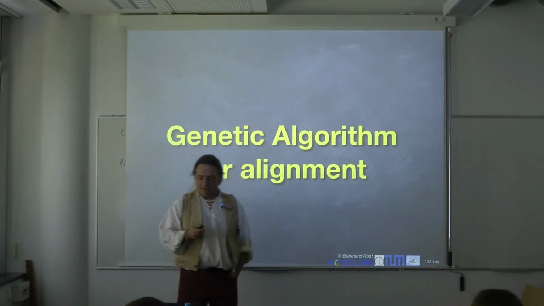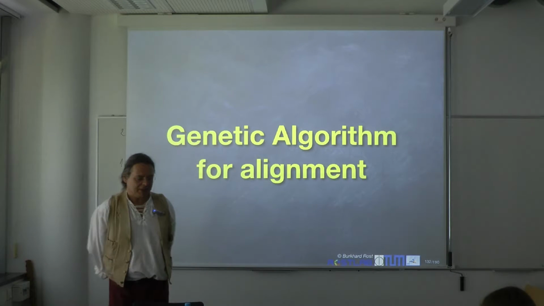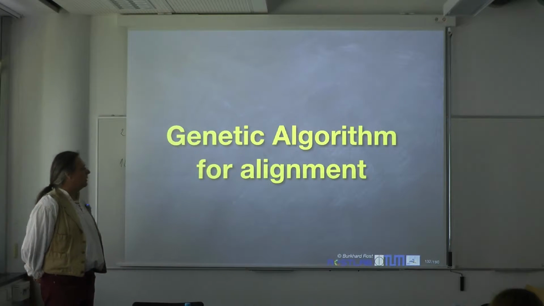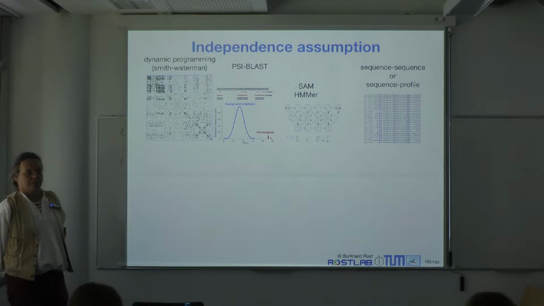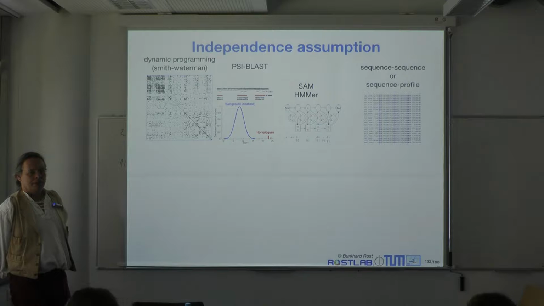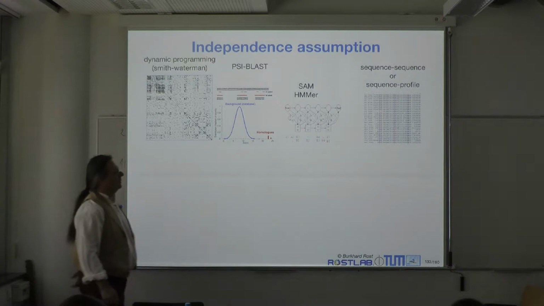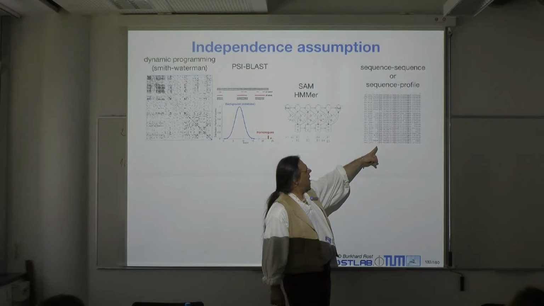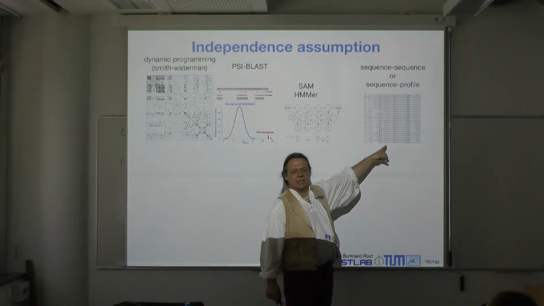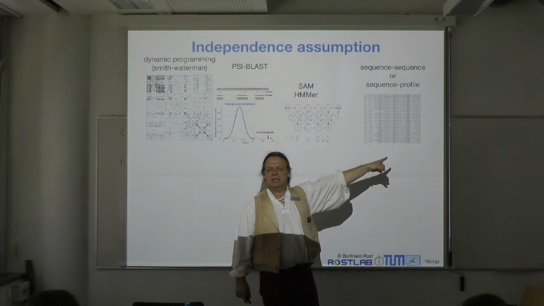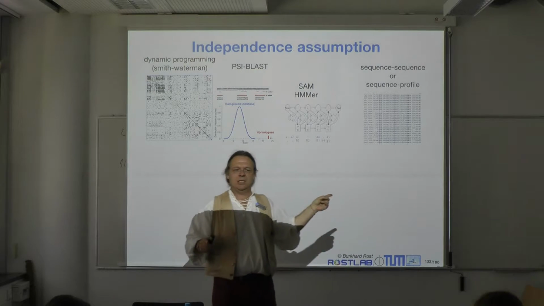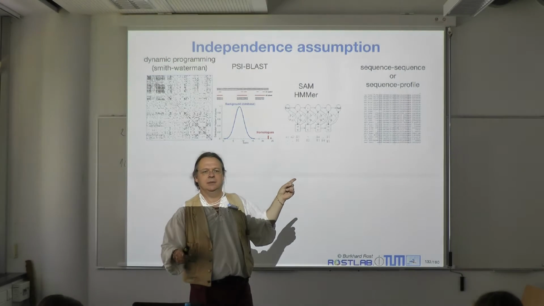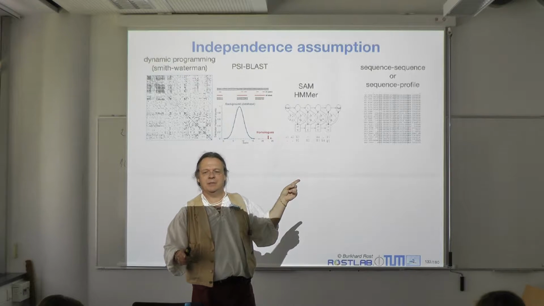Okay, let me get back to something that I glossed over in the genetic algorithm for alignment. And the background really is the independence assumption. The independence assumption being that what I do at any position is independent of what is at the other position. Where does this assumption actually come in for alignment methods?